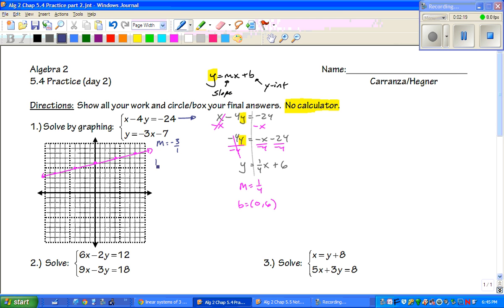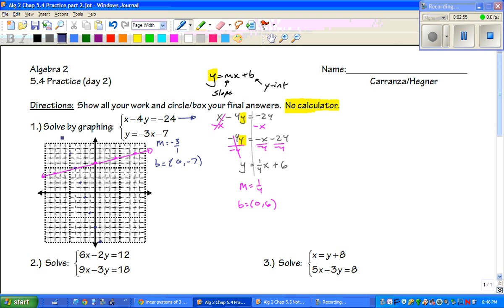Now our other line is already in y equals mx plus b. Our slope is negative 3 over 1, and our y-intercept is 0, negative 7. So we start down there at negative 7. Oh, sorry, that's 8. So you go down 3 over 1, but we can't go down anymore, so we have to work in the opposite direction. All I'm doing is counting 1, 2, 3, over 1, 1, 2, 3. There's where they meet. And I'm going to do one more past it.